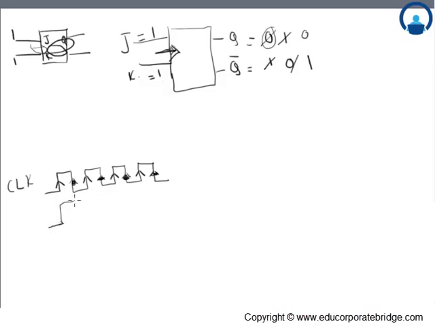It continues to stay at 1 until there is a next rising edge. So here we see the next rising edge, and the output goes down. The initial state was 0, the next state was 1, and again the next state is 0. So we see the output state changes from 1 to 0 when there is a rising edge.